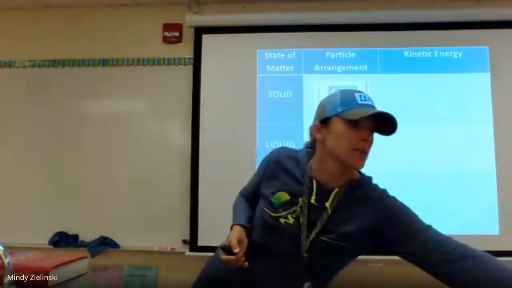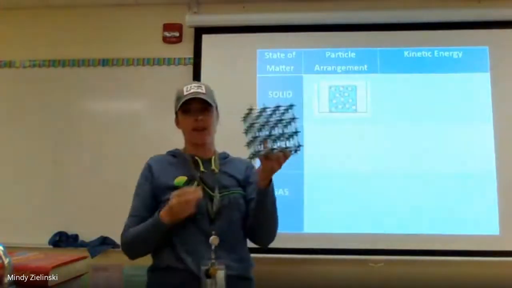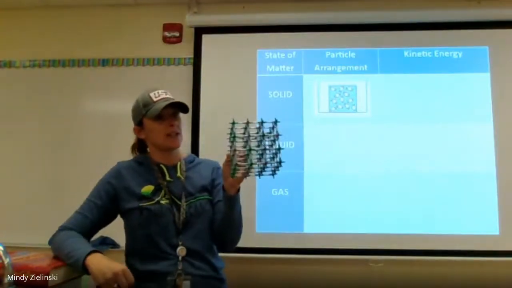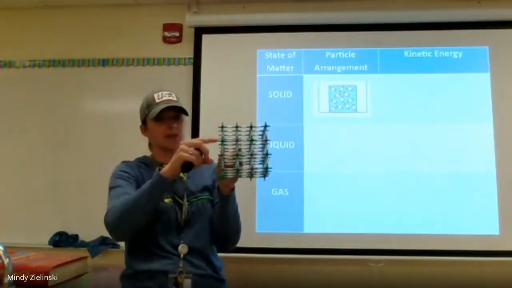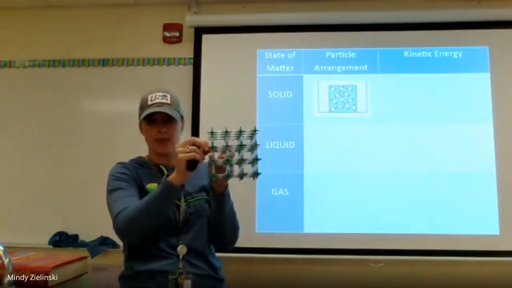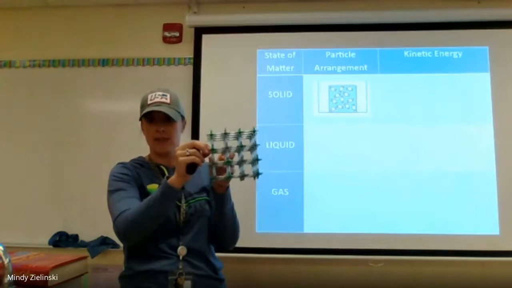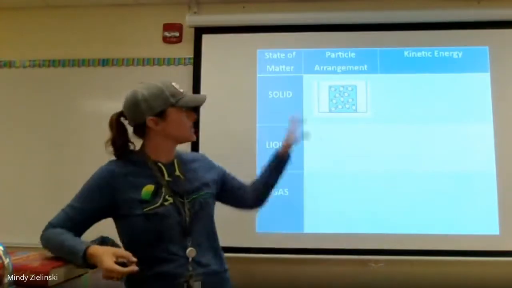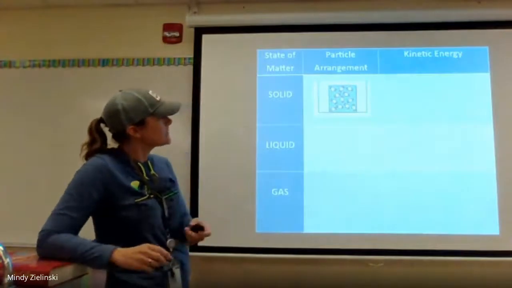So I have an example here of a model of a solid, and this would be a crystal solid. These atoms are bonded to each other, but they're also shaking. They're vibrating in place. I'm trying to show the whole thing shaking because those molecules are moving. That's what we're trying to show with vibration there.